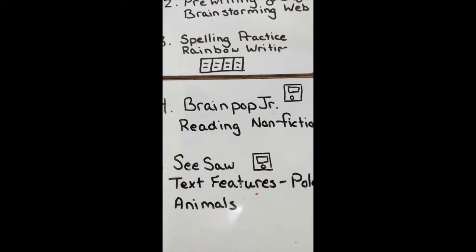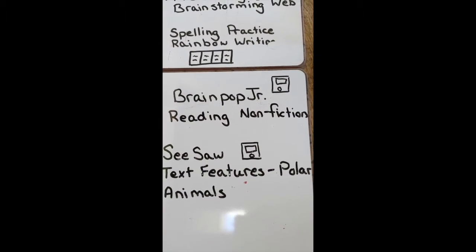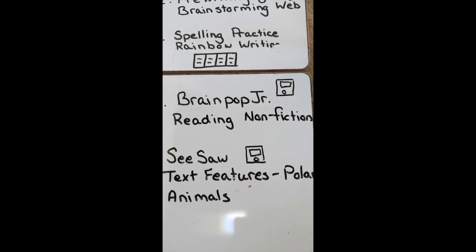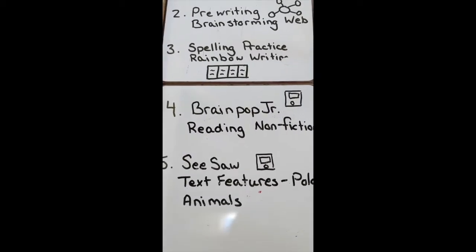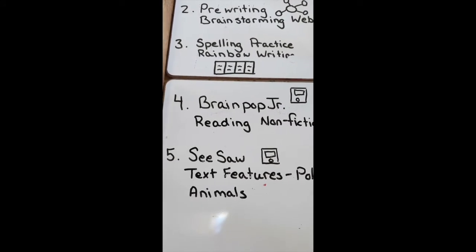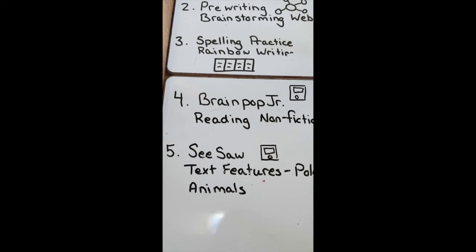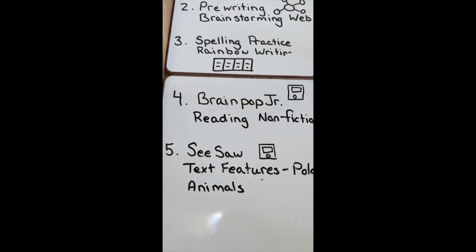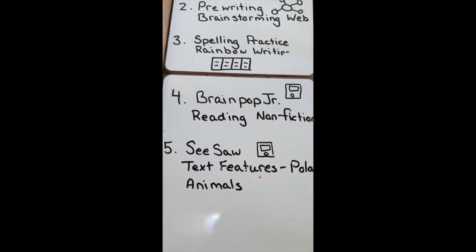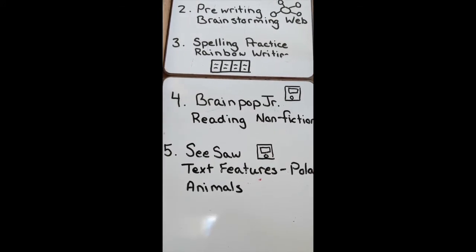For number 4, you're going to do Brain Pop Reading Nonfiction. And most of you have already done this before, but this is going to be a good reminder since we saw it a couple weeks ago. Okay? Remember, when you log on to Brain Pop, you need to find Brain Pop Junior and then Reading Nonfiction. In the instructions, I put the username and password.